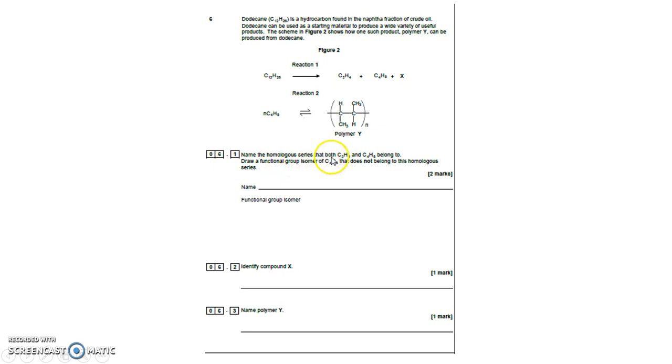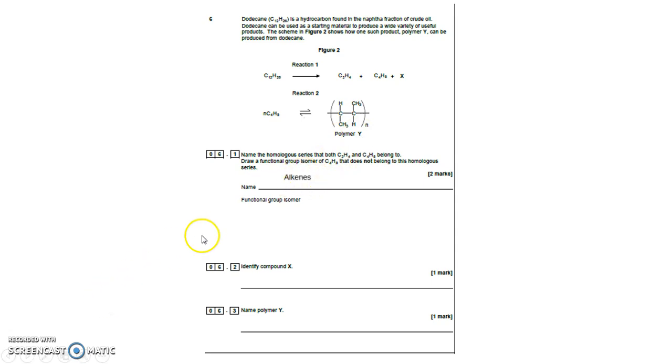Name the homologous series that both C2H4 and C4H8 belong to. Well, general formula CnH2n, the number of carbons, the 2 gets doubled to a 4 and the 4 gets doubled to an 8. Then the functional group, it's going to be an alkene. It's got double bonds in it, so it's an alkene.